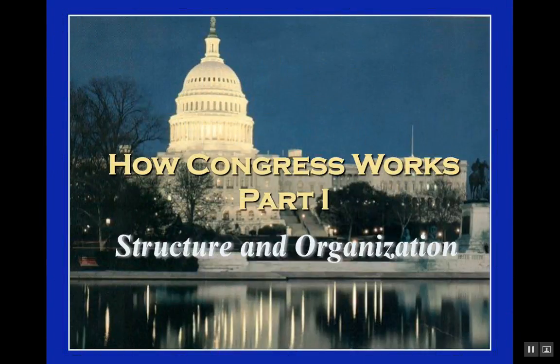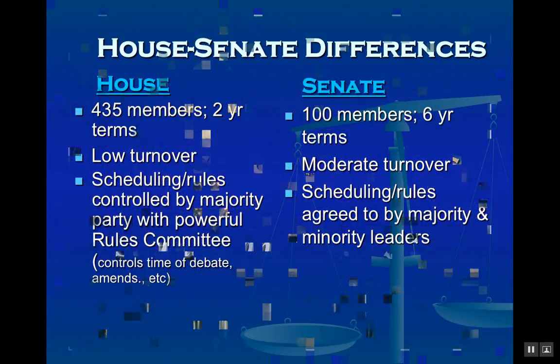Okay, so this is going to be part one of the presentations that take a look at the legislative branch. In this particular presentation, we're going to look at the structure of both houses of Congress, as well as the people that are in them and how the leadership structure works, as well as a little bit of the differences between the two houses. All right, let's get started.